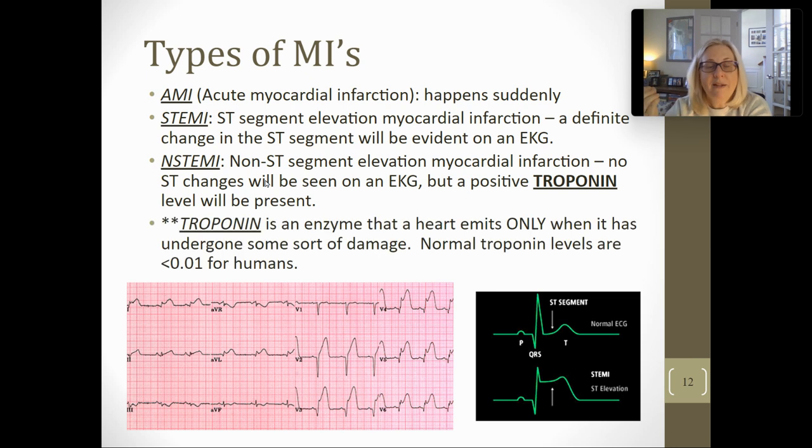A troponin is an enzyme that your heart emits when it's had some sort of damage. Normal people walking around today, our troponin levels are near zero. But if we've had some sort of damage to our heart, like a heart attack, or even a blow to the chest, say someone was playing baseball and got hit in the chest with a baseball going 90 miles an hour, or that football player last year, Damar Hamlin, I think his name was, where he got hit in the chest and he went into cardiac arrest.